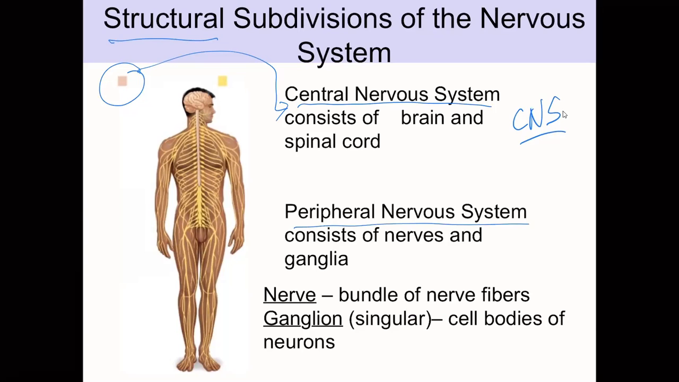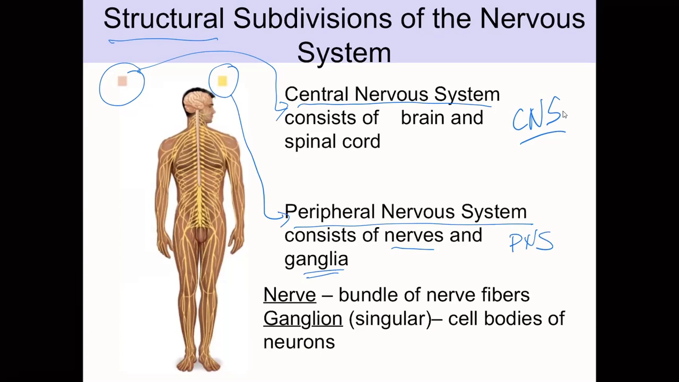The peripheral nervous system is all the stuff that comes out from there. The peripheral nervous system is our nerves and ganglia, and we'll talk about what ganglia are in a minute. It's what is in this yellow color in this picture. So, central and peripheral, those are the anatomical differences. The brain and spinal cord are the CNS, and the PNS is everything outside of there.